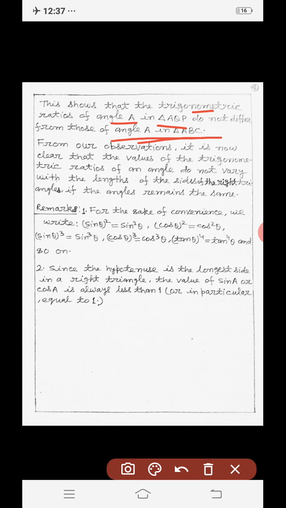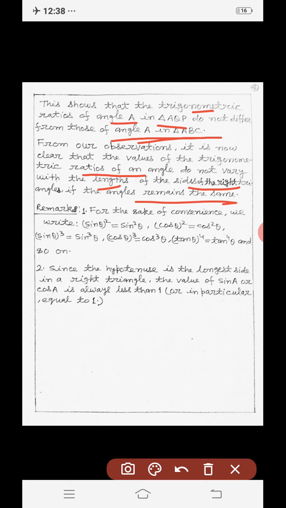Dear students, from our observations, it is now clear that the values of the trigonometric ratios of an angle do not vary with the length of the sides of the right triangles. If the angle remains the same, it does not depend upon the size of the triangle. The trigonometric ratios depend upon the magnitude of the angle.